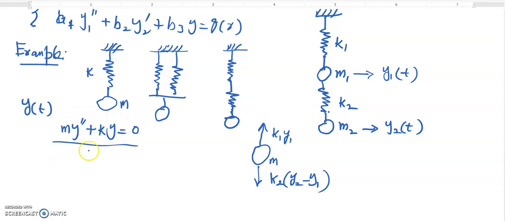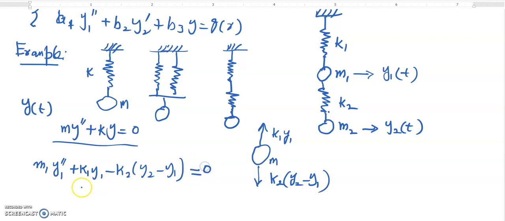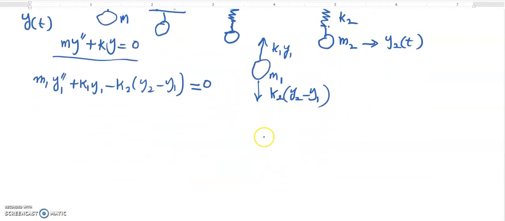In this way, the equation for m1 can be represented like this, using the basic equation: m1 y1 double prime, and in place of the force, k1 y1, minus k2 into (y2 minus y1), equal to 0. So that was for mass m1.